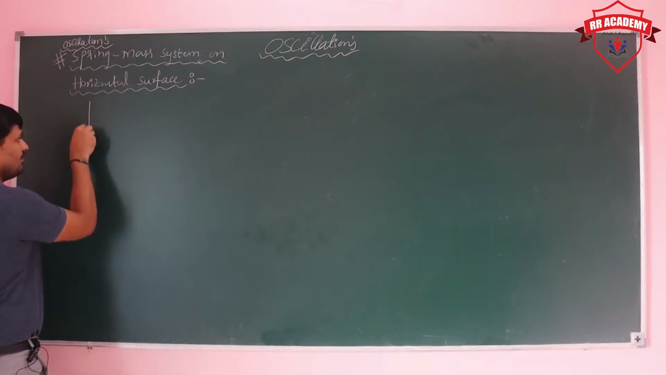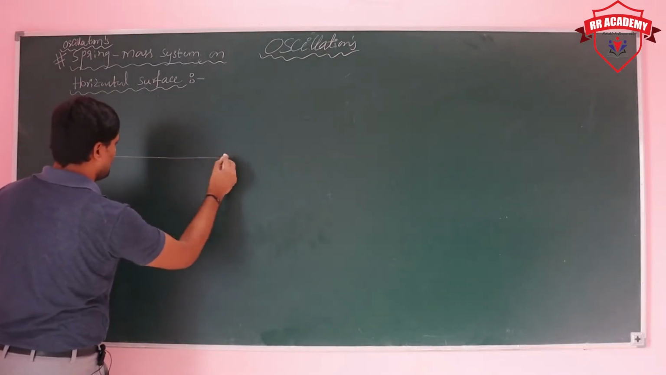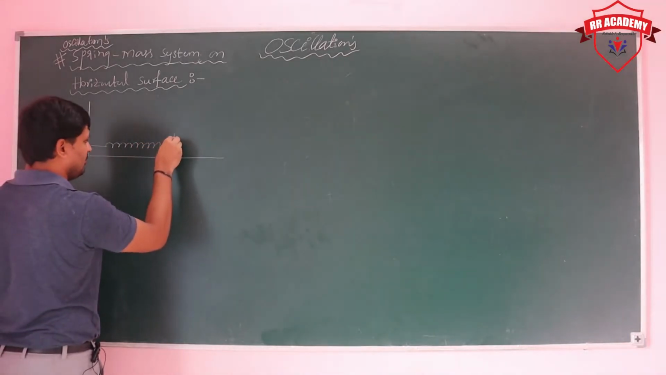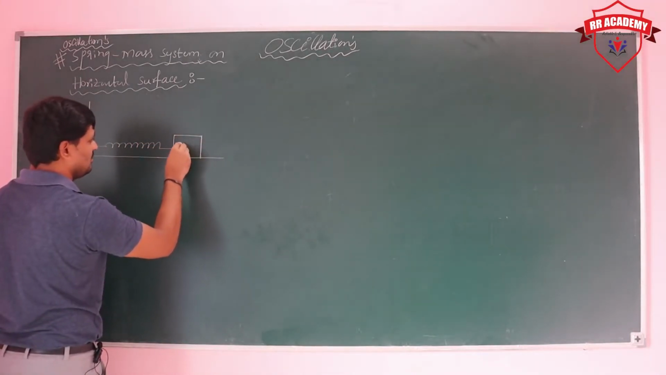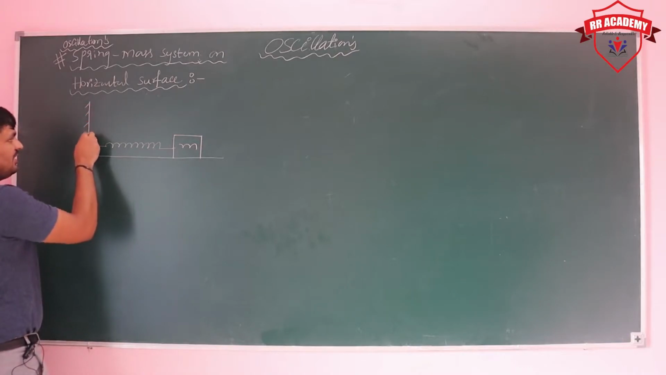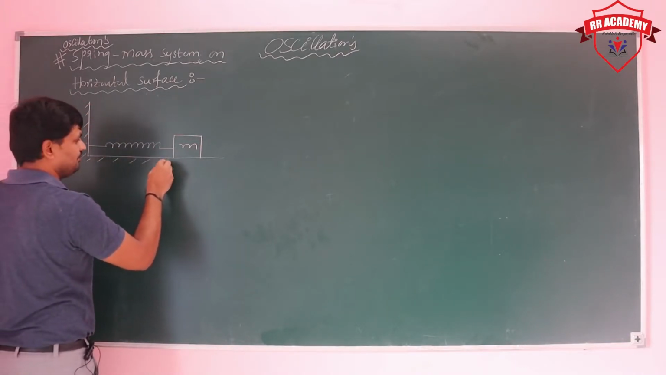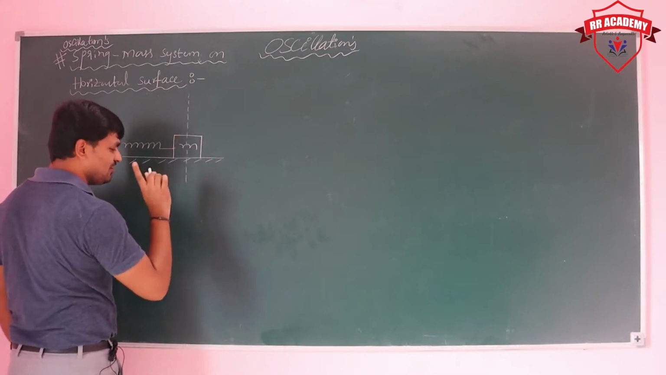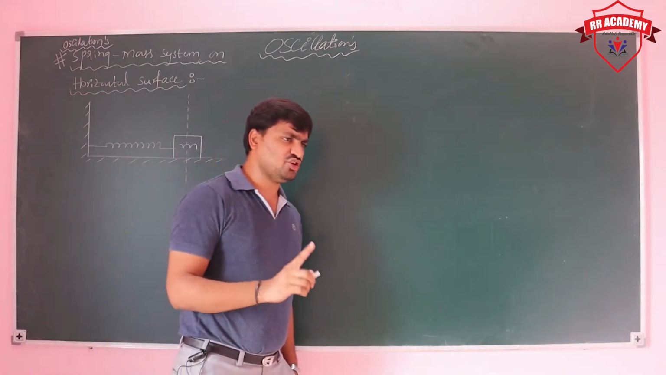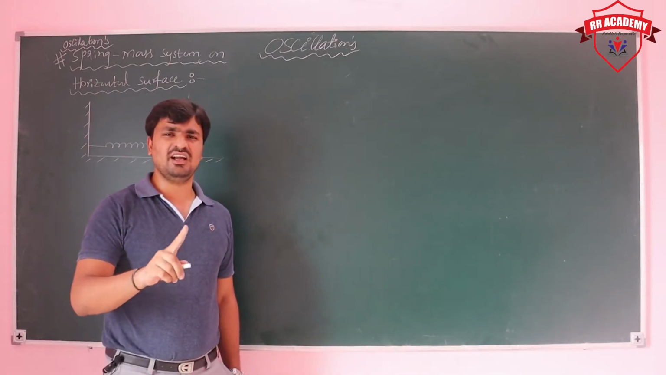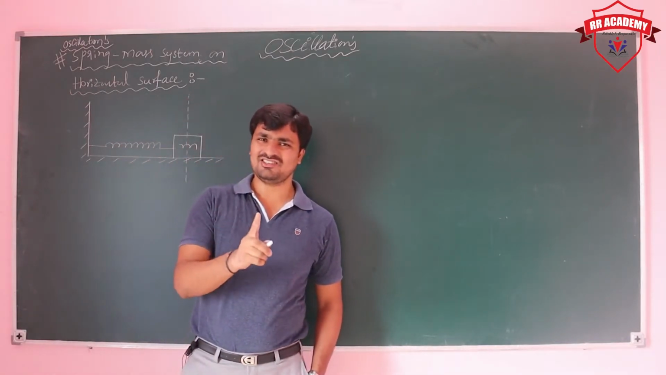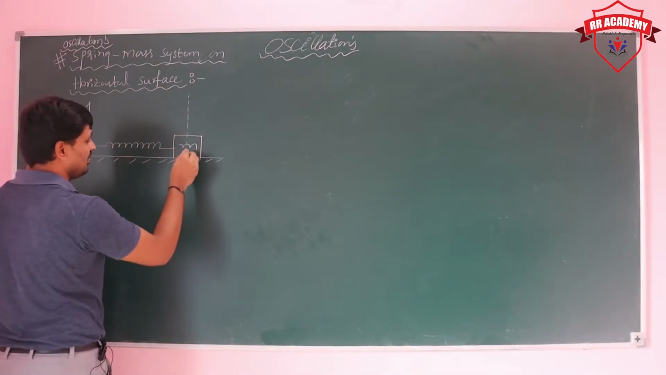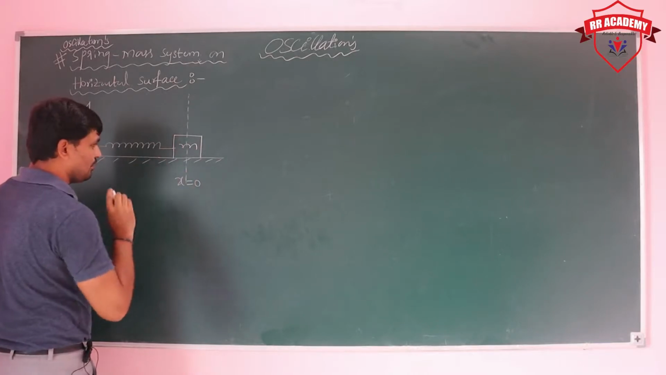So first of all, I am considering a spring. Generally in these conditions we consider the spring massless, or of negligible mass, and it is attached to a body of mass m, and which is in the natural position. What is the meaning of natural position? It means neither extended nor compressed. So we take this as the natural position where the displacement is equal to 0.